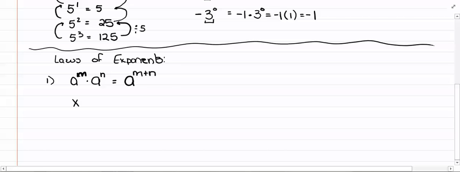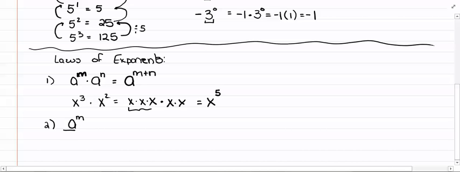It makes sense if you write it out, x to the third times x to the 2, and remember that this is repeat multiplication. So x to the third is 3 x's, x to the 2 is 2 more, so all total I have x to the 5, or 3 plus 2, which gives me 5. For the second rule, I have division. A to the m divided by a to the n. Well, if multiplication was addition, division is going to be represented by subtracting the powers.